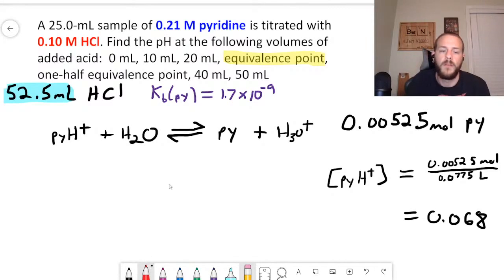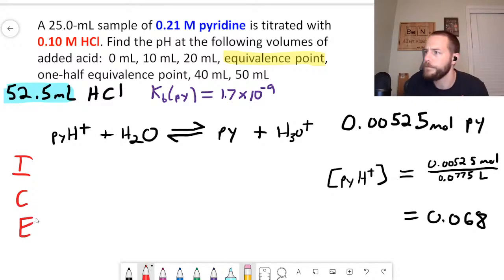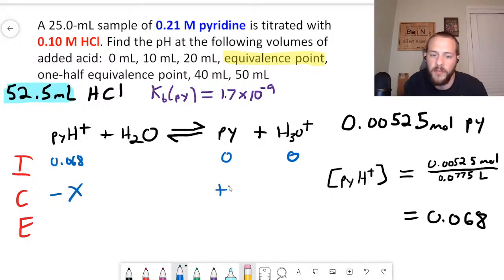All right, so we're going to make an ice table, right? Initial, change, equilibrium. Initially, we just established that we have 0.068 molar conjugate acid of pyridine, PYH plus, and we have essentially 0 of these two. The change is going to be minus X for the acid. It's going to be plus X for the products, right?